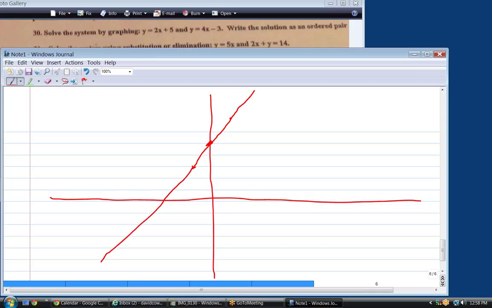Okay, how about the other one? With that one, you'd start at -3. Okay. And then you'd go up 4 over 1 to the right. Okay.